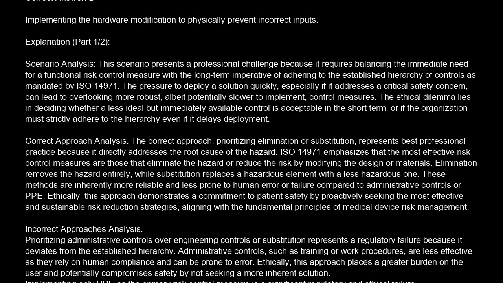Incorrect approaches analysis. Prioritizing administrative controls over engineering controls or substitution represents a regulatory failure because it deviates from the established hierarchy. Administrative controls, such as training or work procedures, are less effective as they rely on human compliance and can be prone to error. Ethically, this approach places a greater burden on the user and potentially compromises safety by not seeking a more inherent solution. Implementing only PPE as the primary risk control measure is a significant regulatory and ethical failure.